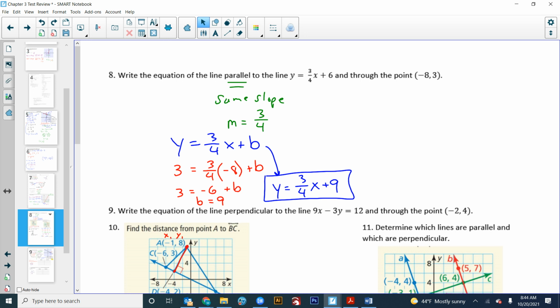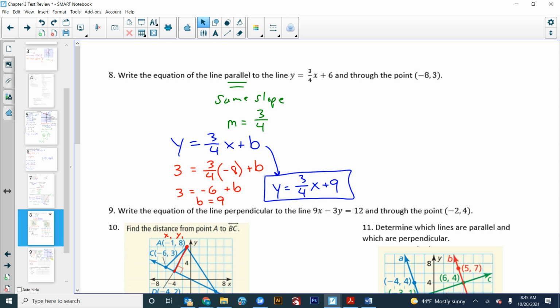Eight. Write the equation of the line parallel to y equals 3/4 x plus 6 through the point -8, 3. Parallel tells you they have the same slope, 3/4. They're going to have different y-intercepts though, so you have to find the b value to plug in to make it go through the point -8, 3. So you plug in 3 for y, -8 for x. You solve for b, and I got y equals 3/4 x plus 9. When you write the equation of a line, it should have an x and a y. It should be in slope-intercept form for these. Does that make sense?